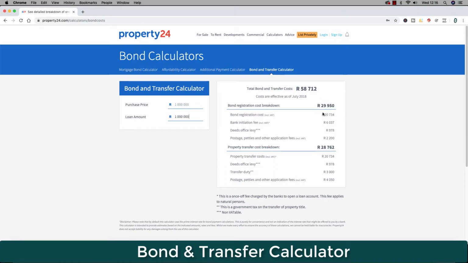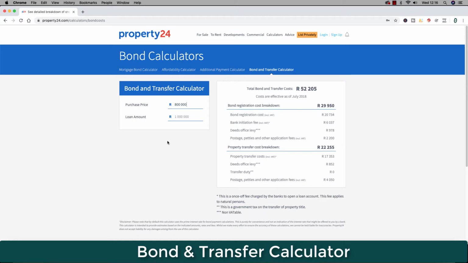Now, let's assume that we have to take out 100% bond. You will see that the bond and the transfer costs have gone up. Here we can see that the transfer duty is 3,000. Let's make this property less than 900,000 so we can just see the difference. Here you see that the transfer duty is nought because it's under 900,000. So it actually makes quite a substantial difference when the property is less than 900,000.